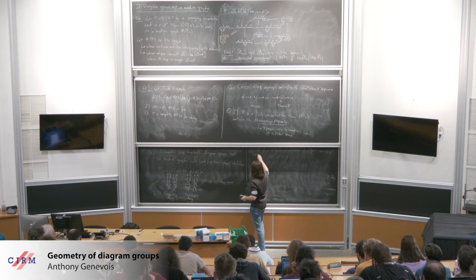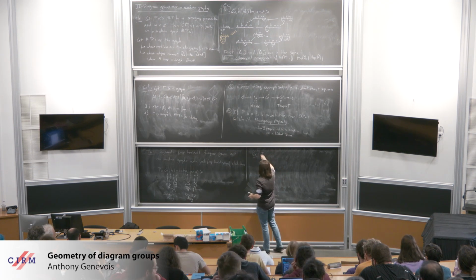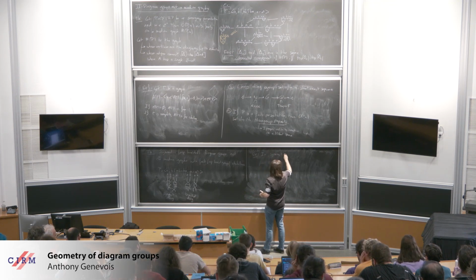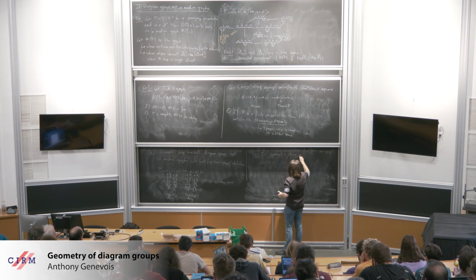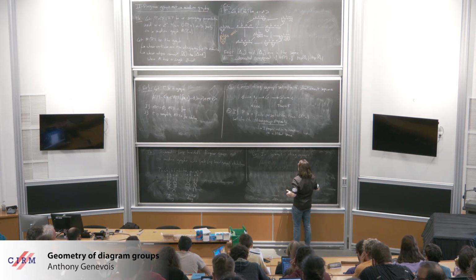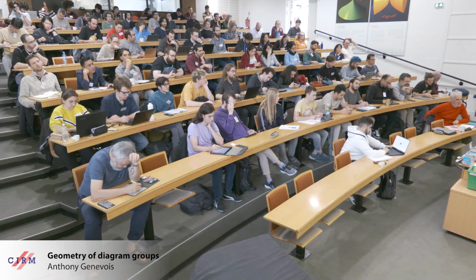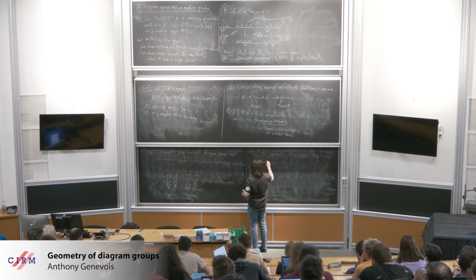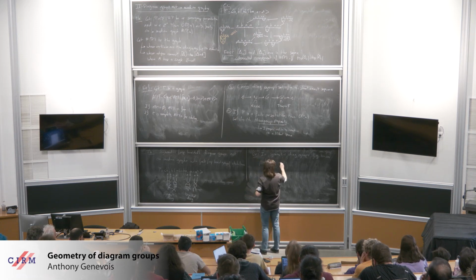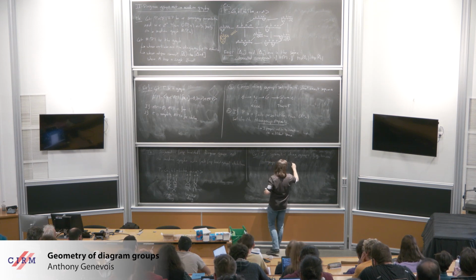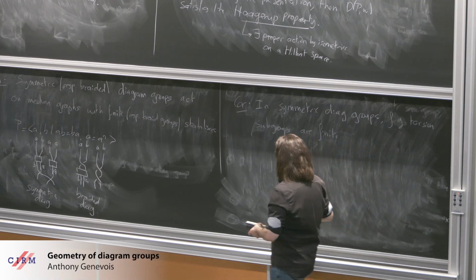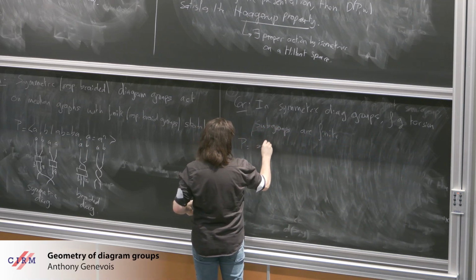So the consequence of this statement is that in symmetric diagram groups, finitely generated torsion subgroups are finite. Which is not obvious, precisely because usually you do not have a uniform bound on the size of finite subgroups. So the typical example is when you take the presentation for Thompson's groups.